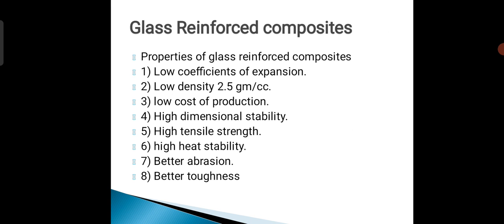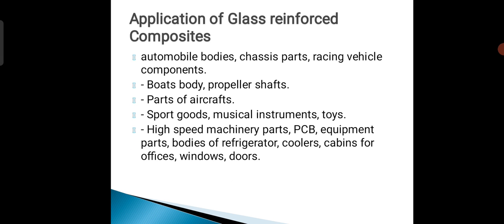Now the glass reinforced composites. See the properties: low coefficient of expansion, low density, that is 2.5 gram per cc, low cost of production, high dimensional stability, high tensile strength, high heat stability, better abrasion resistance, better toughness.